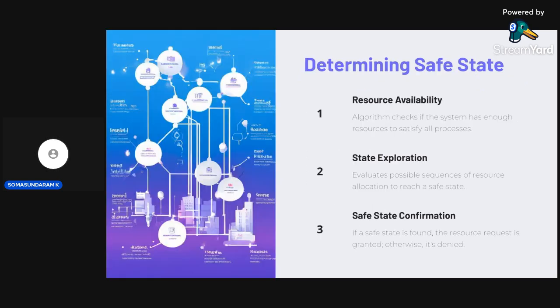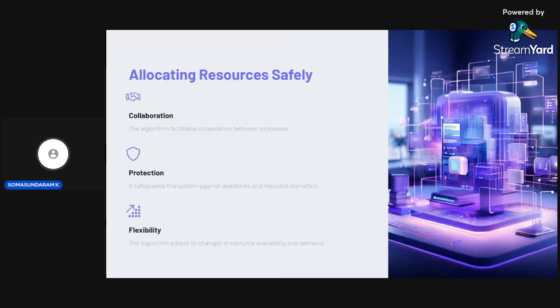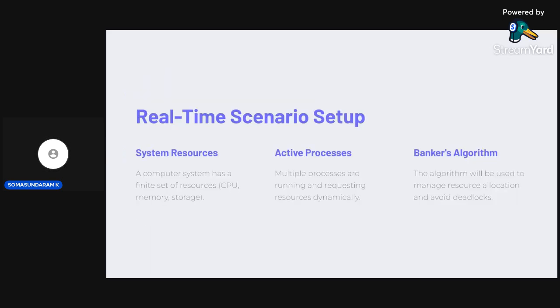Determining safe state, resource availability. The algorithm checks if the system has enough resources to satisfy all processes. State exploration: evaluate possible sequences of resource allocation to reach a safe state. Safe state confirmation: if a safe state is found, the resource request is granted; otherwise it is denied. Allocating resources safely, collaboration: the algorithm facilitates cooperation between processes. Protection: it safeguards the system against deadlocks and resource starvation. The algorithm adapts to changes in resource availability and demand.